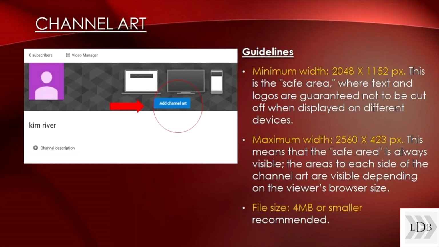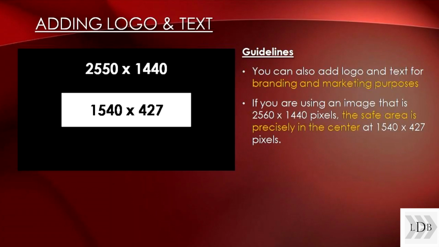Minimum width should be 2048 by 1152 pixels. This is the safe area, where text and logos are guaranteed not to be cut off when displayed on different devices. Maximum width should be 2560 by 423 pixels. That means that the safe area is always visible. The areas to each side of the channel art are visible depending on the viewer's browser size. The file size should be 4 megabytes or smaller. You can also add in logo and text for branding and marketing purposes.